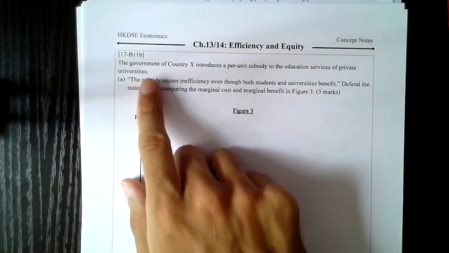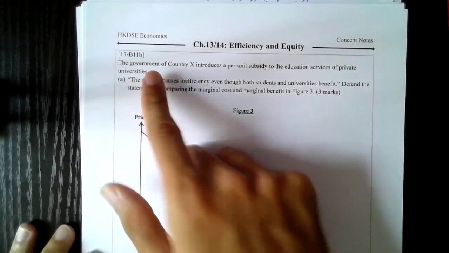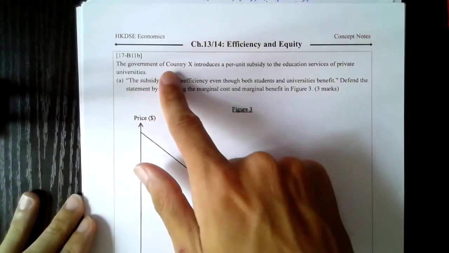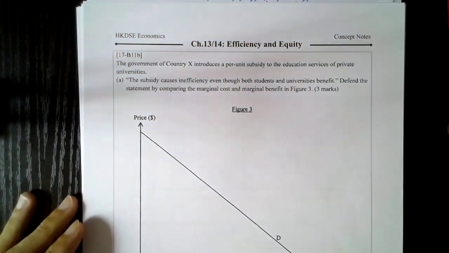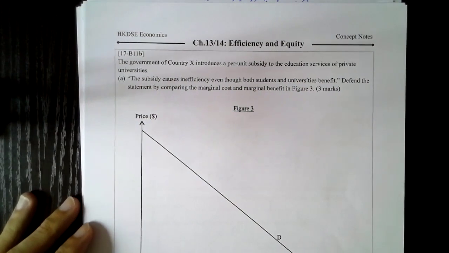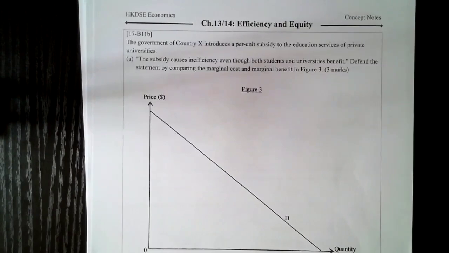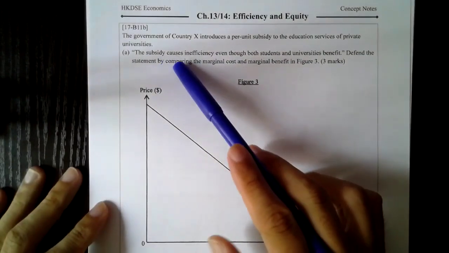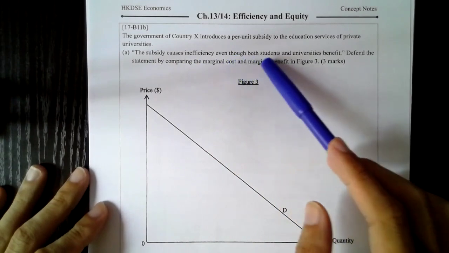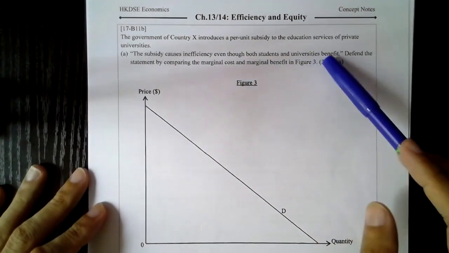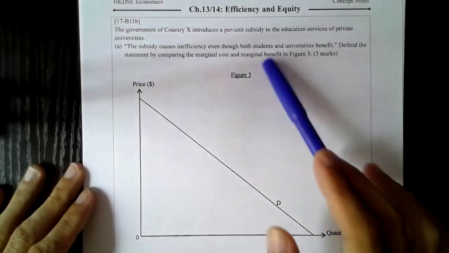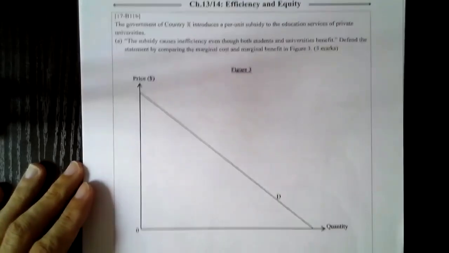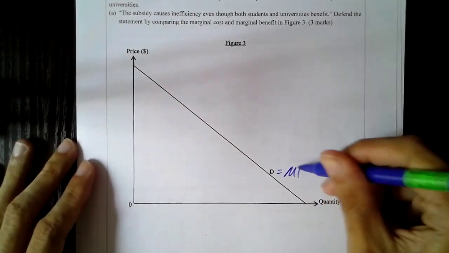Now, this is a very important question. Later on, when we go to GDP, chapter 15 and chapter 16, we will see this question again. Now, the government of country X introduced a pioneer subsidy on the education service of private universities. The subsidy causes inefficiency even though both students and universities benefit. We need to defend this statement by comparing the MC and MB. So this one, remember, this is MB.